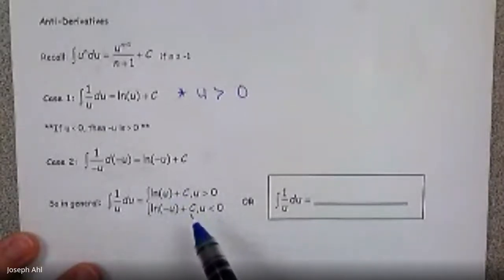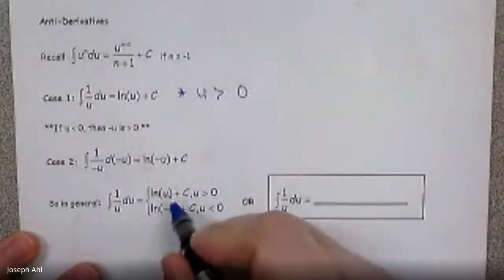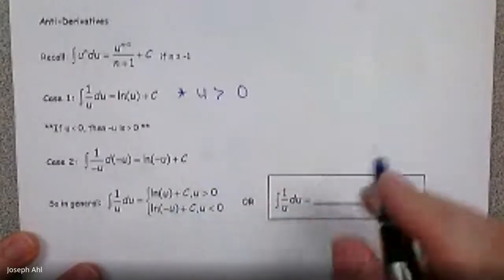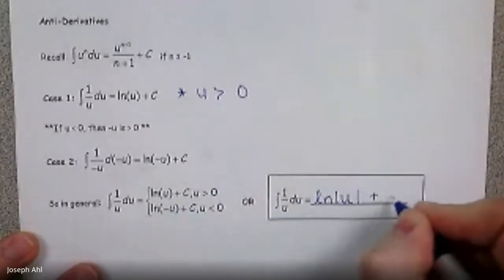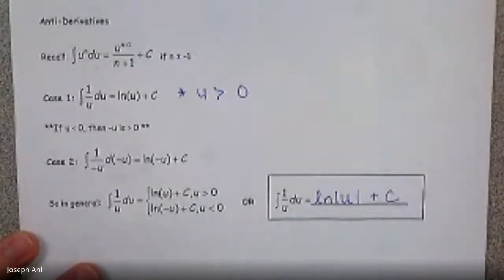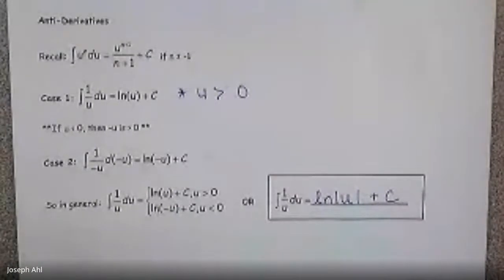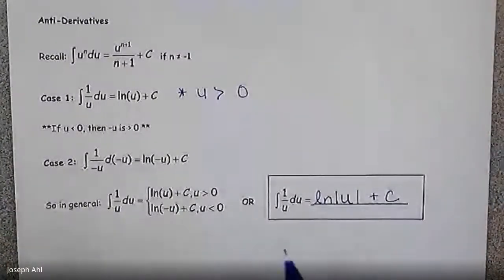Well, it's the connection back to what I was talking about earlier at the top. Instead of writing this as u or negative u, depending on if u is positive or negative, what if we write it as ln of the absolute value of u, plus c? And that's what we list as our antiderivative of 1 over u du. The absolute value is important here because we want to make sure that if u is negative, we're still within the domain of the natural log function.